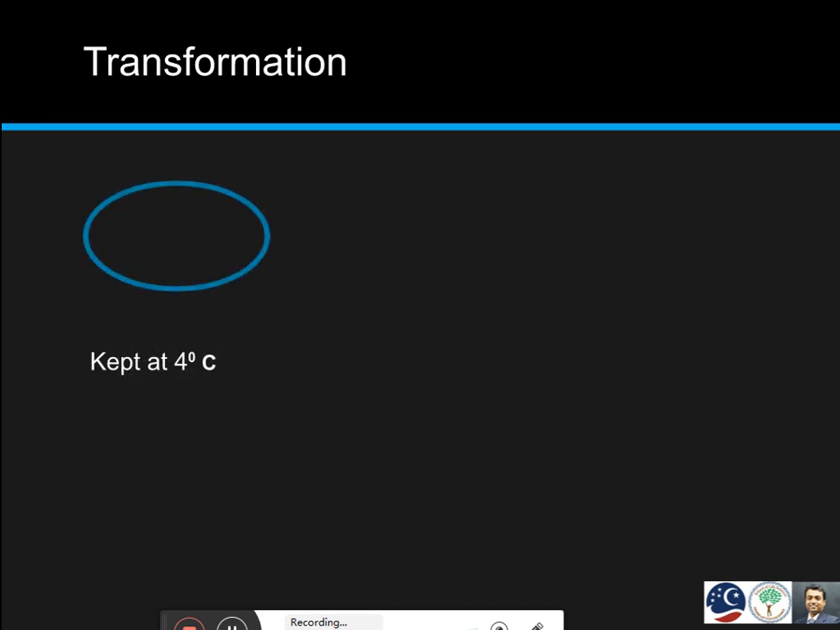So we are actually keeping this, the host cell. We are keeping the host cell along with the plasmid. These are the recombinant DNA we have generated. The small circles are the recombinant DNA we have generated, and this is the host cell. Everything is kept in a single reaction tube at 4 degrees centigrade in ice.